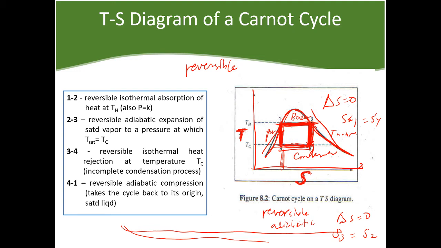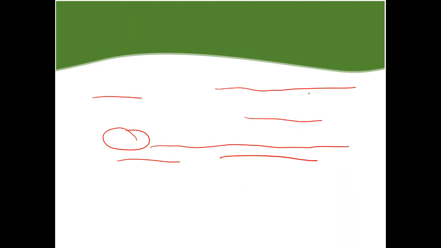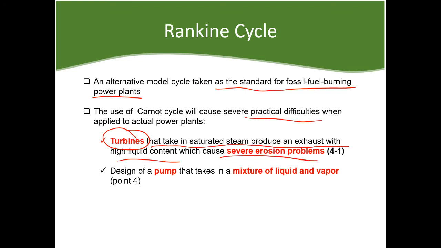Boiler, di ba dyan nag-absorb ng heat. So, yung turbine na sa Carnot, nandito siya sa loob ng saturated vapor curve. So, ibig sabihin, nagtitake in siya ng saturated liquid pag-expand niya. And it causes some serious erosion problems sa turbine. Pangalawa, yung design ng pump na nagtitake in ng mixture ng liquid and vapor.